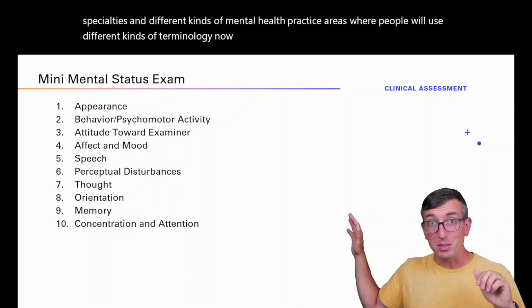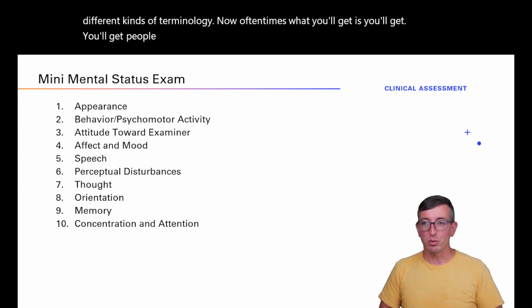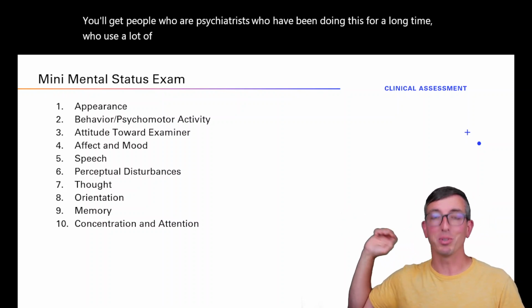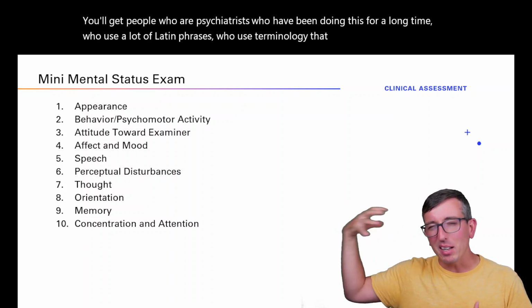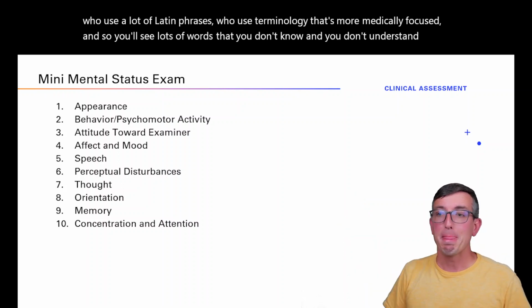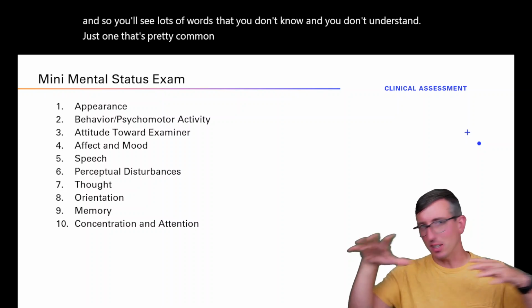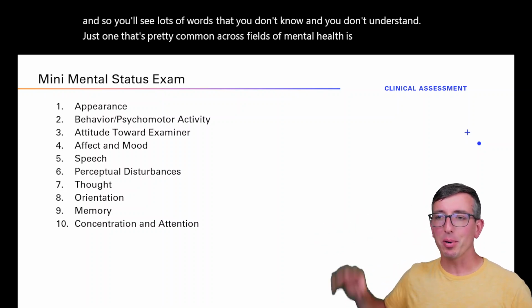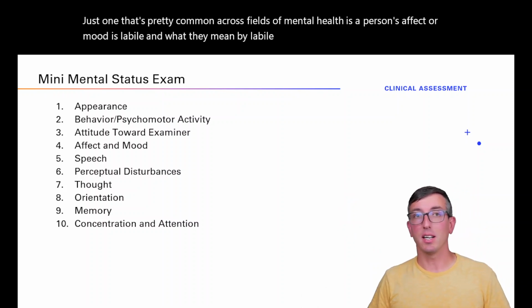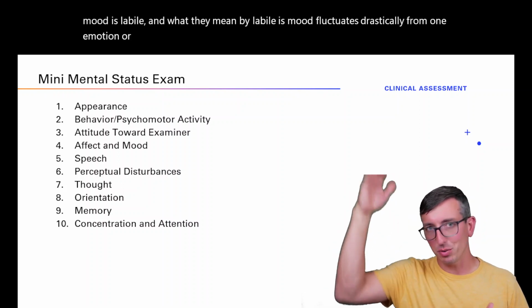Oftentimes you'll get psychiatrists who have been doing these for a long time, who use a lot of Latin phrases and terminology that's more medically focused. So you'll see lots of words that you don't know and don't understand. Just one that's pretty common across fields of mental health is a person's affect or mood is labile. And what they mean by labile is that mood fluctuates drastically from one emotion or mood state to another.